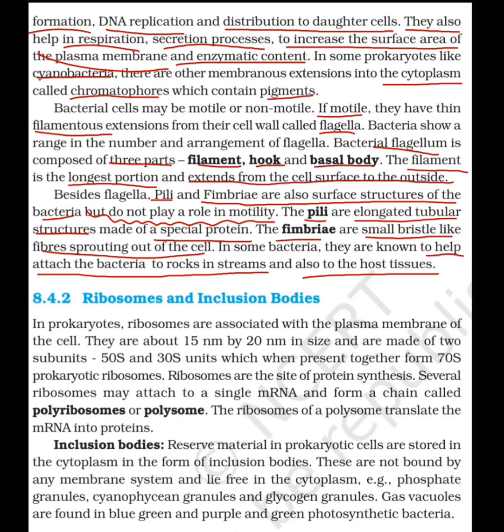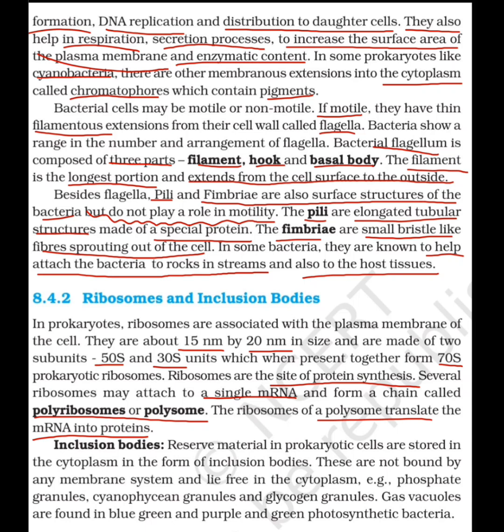Ribosomes and inclusion bodies. In prokaryotes, ribosomes are associated with the plasma membrane of the cell. They are about 15 nanometers by 20 nanometers in size and are made up of two subunits, 50S and 30S, which when present together form the 70S prokaryotic ribosomes. Ribosomes are the site of protein synthesis. Several ribosomes may attach to a single mRNA and form a chain called a polyribosome or polysome. The ribosomes of the polysome translate the mRNA into proteins.